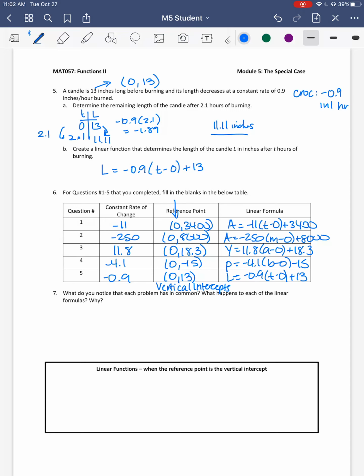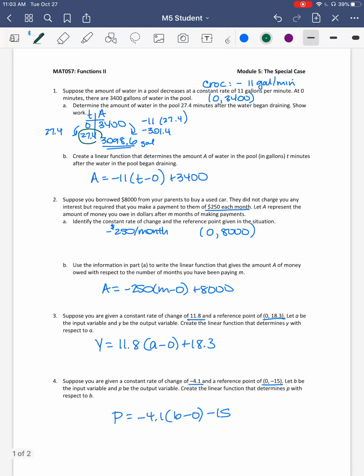And so then it says, what happens to each of the linear formulas? Well, one thing that I notice is that t minus 0 is just t, or m minus 0 is just m, a minus 0 is a, b minus 0 is b. So I don't really need to write minus 0, because in each of these cases, if I'm finding the change from 0, that value is just the same. Like up here, my change from 0 to 2.1 was still the same as the 2.1. That was the case over here. The change from 27.4 was just 27.4.